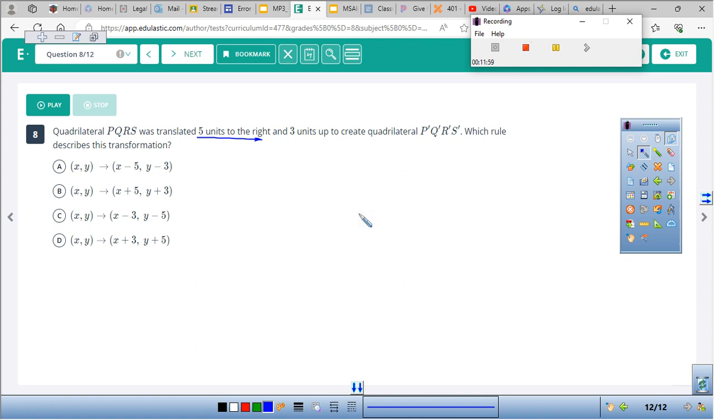And then again, on the x-axis, if you go to the right, this is the x-axis, it's positive, negative to the left. Y-axis, positive going up, negative going down. So 5 to the right would be plus 5. Oh, that's the only possible answer.